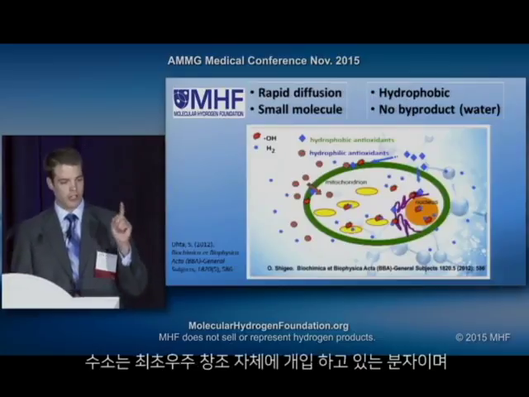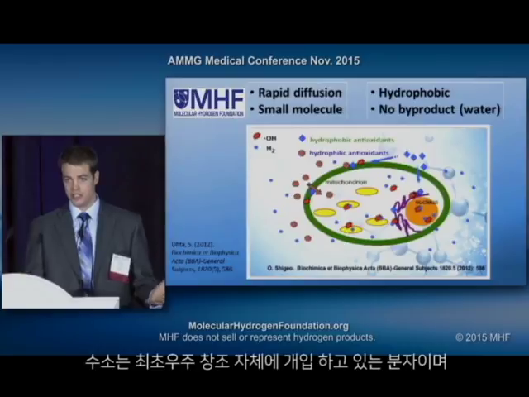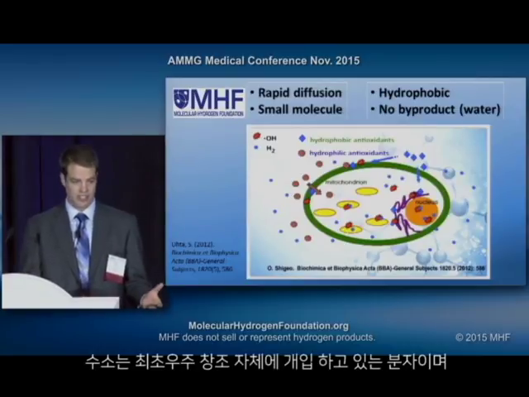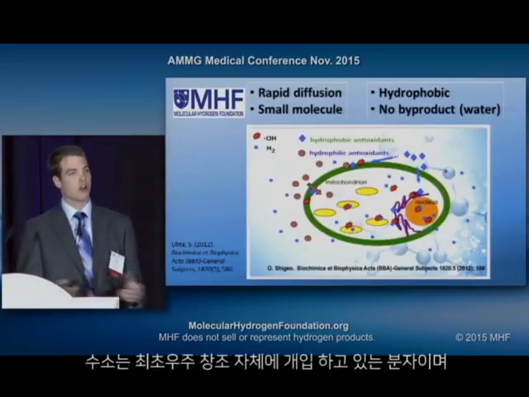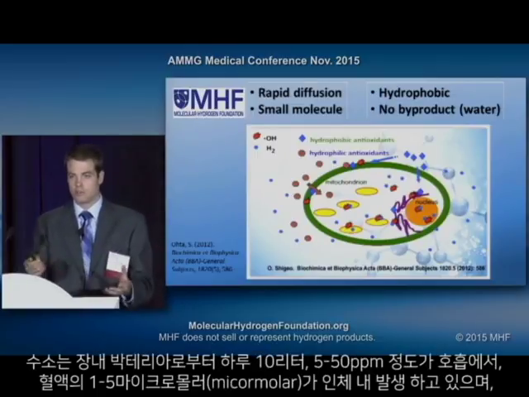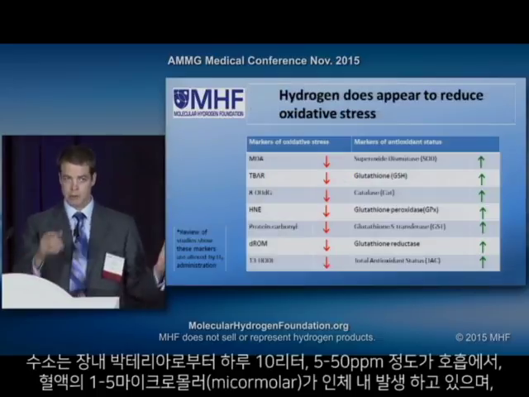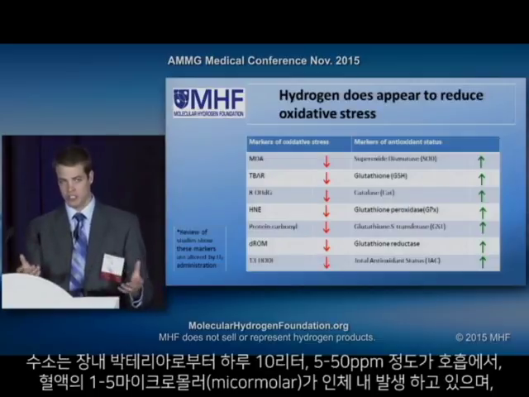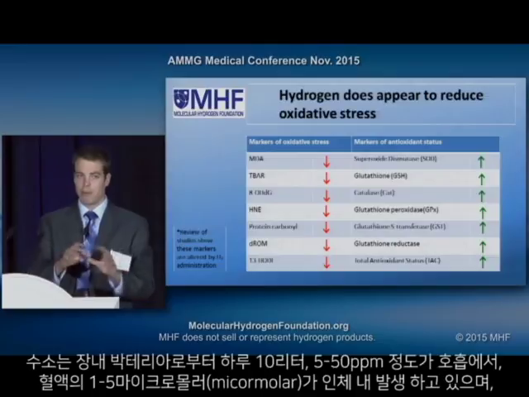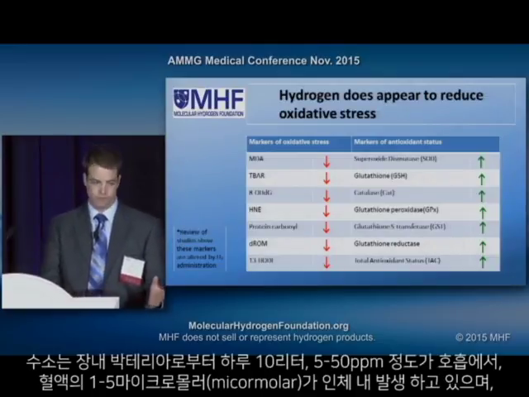Okay? First off, we have rapid diffusion. Hydrogen gas has the highest diffusivity of all gases, really of anything. Consider the fact that it's the smallest molecule in the universe. It's just 2 hydrogen atoms, 2 electrons and 2 protons. It's neutral, so therefore it's hydrophobic. Remember, if you have normal MDA levels, which is malondialdehyde, a marker of oxidative stress, hydrogen gas is not going to reduce it. It's not going to do it because it's a mild reductant, and you don't want to reduce oxidative stress more than you need to, okay?